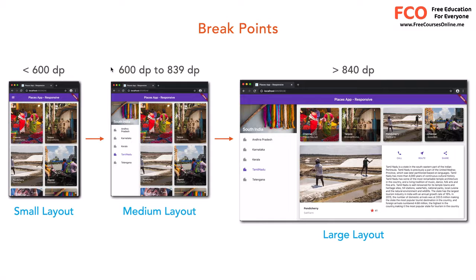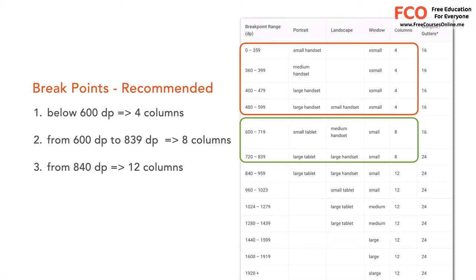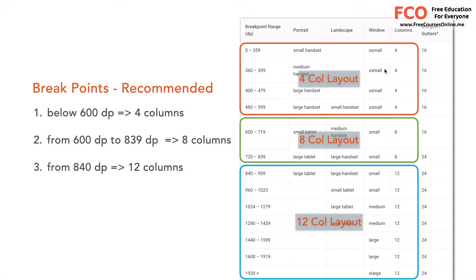And for any screen width between 600 to 839 dp, we will define a medium layout. For anything above 840, we will define a large layout structure. So we have three different layouts that will work for three different breakpoint ranges. So this is the first breakpoint range, this is the second range, and this is the third range. So here we have a detailed guideline. You can check out the material.io website, this table, to understand it better.